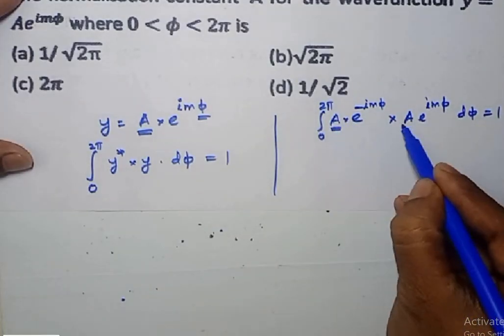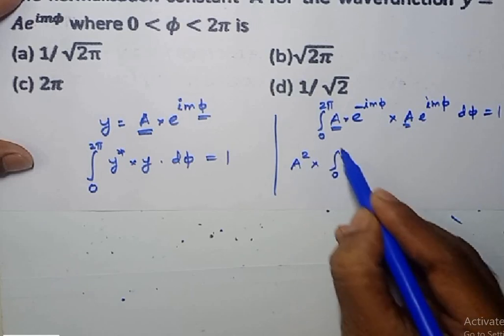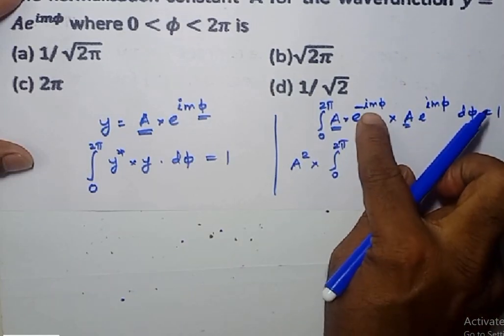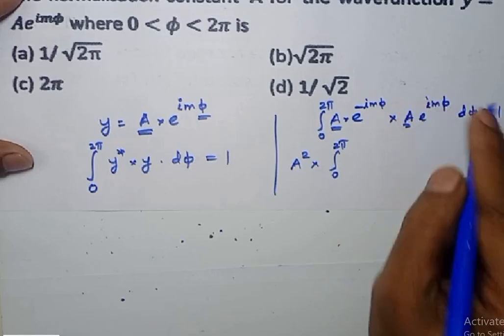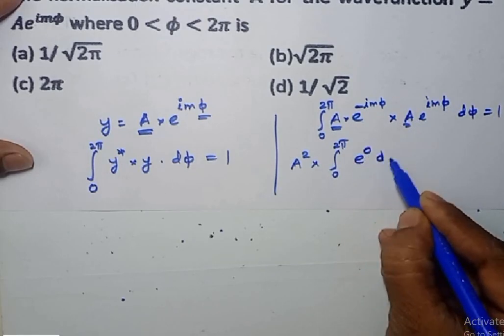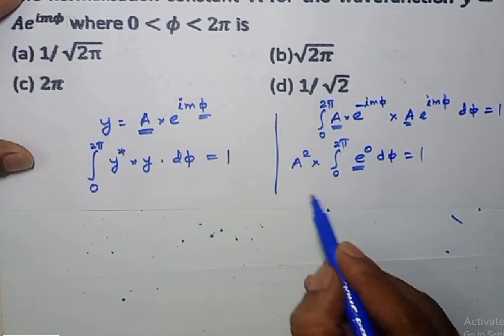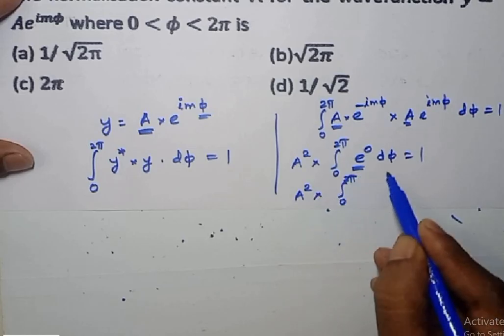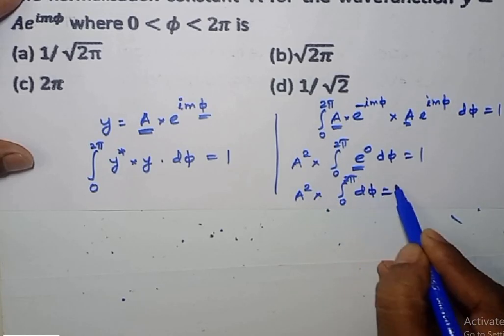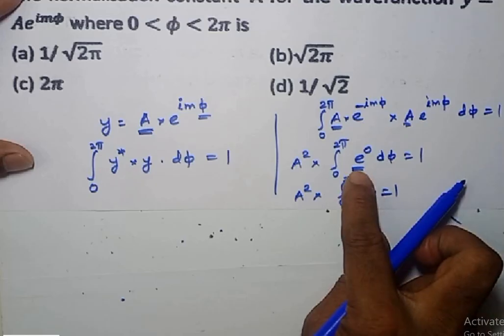So here I have A, and A times A is A square, integral 0 to 2 pi. Now e power minus i m phi into e power plus i m phi. If you multiply, you should add the powers, so you will get e power 0 times d phi equal to 1. What is e power 0? E power 0 is 1. So we get A square times integral 0 to 2 pi d phi equal to 1. If you integrate d phi, integral dx is x, right? So integral d phi is phi, upper limit 2 pi, lower limit 0.